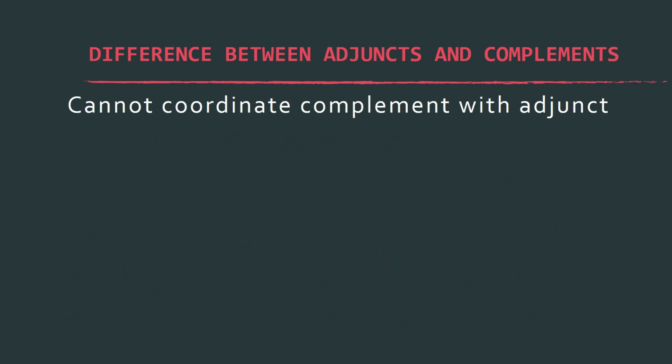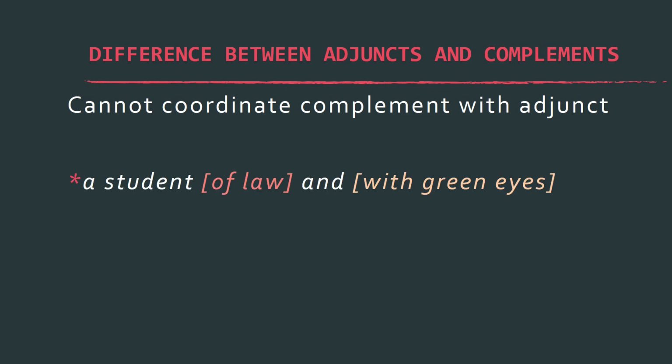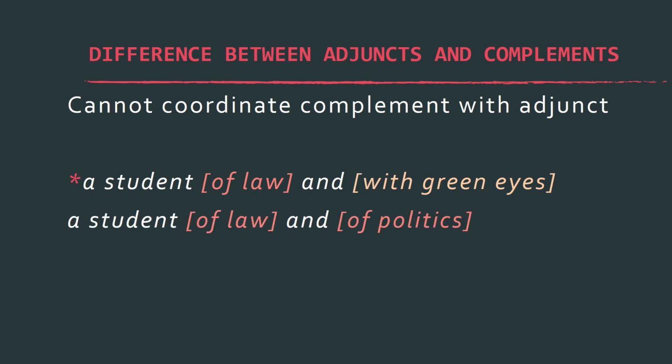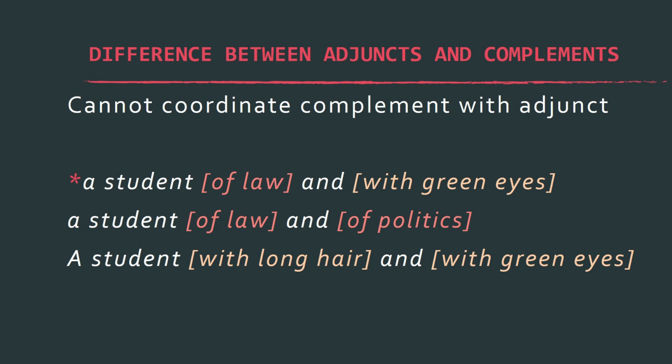It's not possible to coordinate a complement with an adjunct. We cannot say a student of law and with green eyes. It's simply ungrammatical. While we can say a student of law and of politics, a student with long hair and with green eyes.